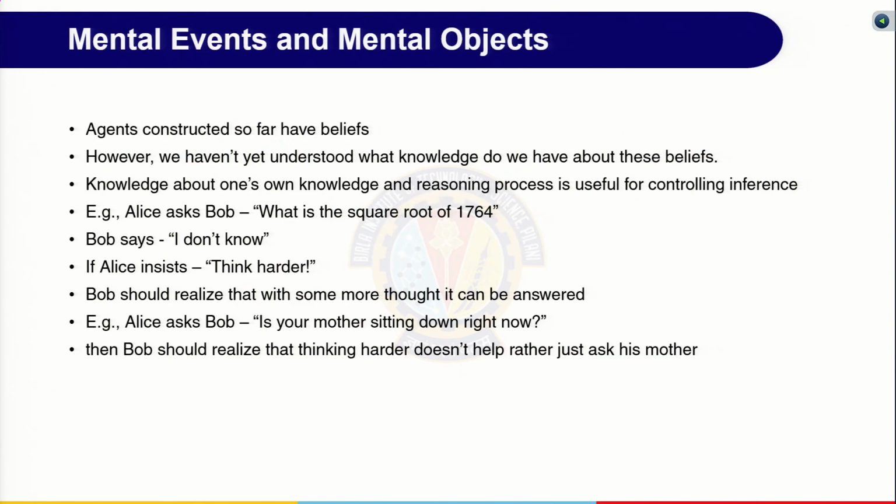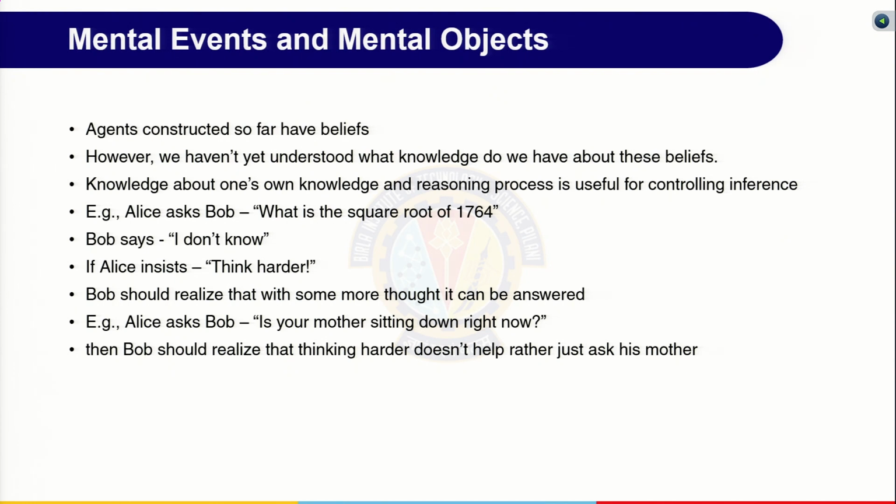So far we have seen agents that are constructed with beliefs, as in with uncertainty. However, we haven't yet understood what knowledge we have about these beliefs. Having knowledge about one's own knowledge and reasoning process is useful for controlling inferences. It's like a meta knowledge that would tell us what kind of knowledge we have, and how confident we are about the knowledge that we have.